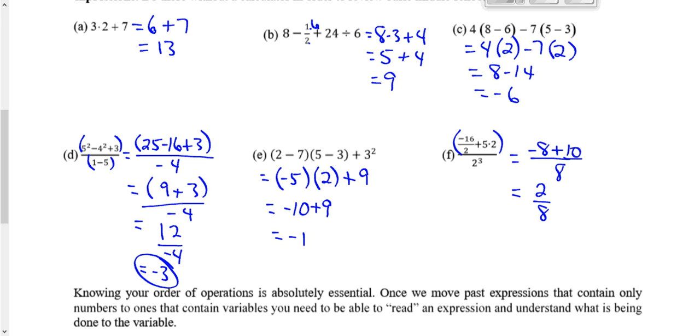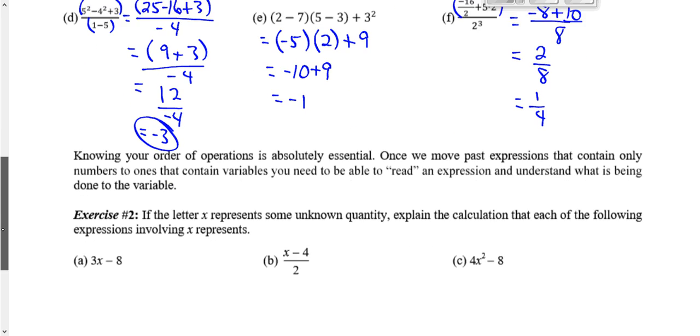Over 8. Can I reduce 2 over 8 to maybe the lowest terms? 1/4. Yeah, divide top and bottom by 2, right? That's 1/4. Okay? That's kind of on the simple side there, right? But you learned a little something extra about order of operations, right? You learned the fraction bars are a grouping symbol, and multiplication and division get done left to right. Okay? All right. Let's go down to exercise 2.